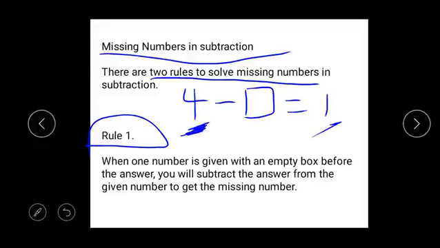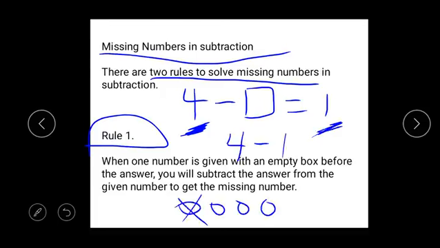So always remember to count the big number first. 1, 2, 3, 4. Remove what? 1. It's the same as 4 minus 1. So remove 1, then count the remaining. 1, 2, 3. So the number in the missing box is going to be 3. So 4 minus 3 is equal to 1.